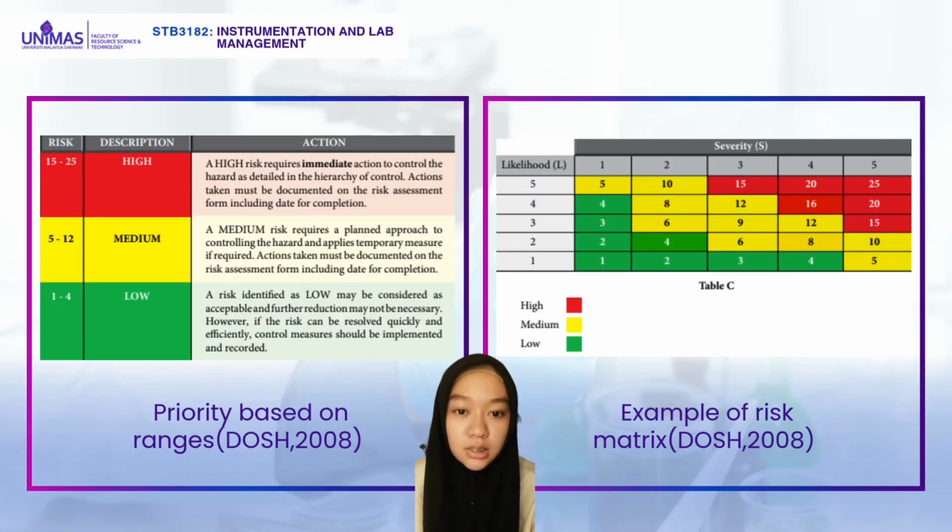And then next, to use this matrix, first we need to find the severity column that best describes the outcome of the risk. Then we follow the likelihood row to find the description that best fits the likelihood that the severity will occur. The risk level is given in the box where the row and column meet.